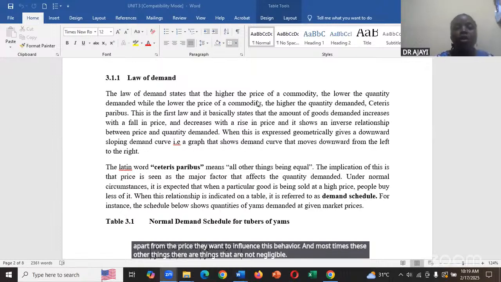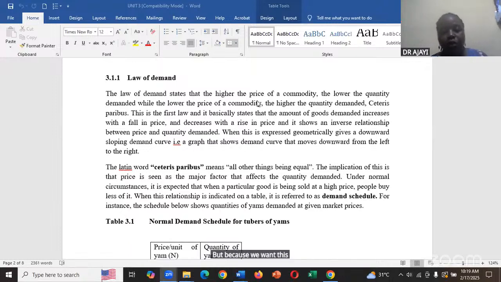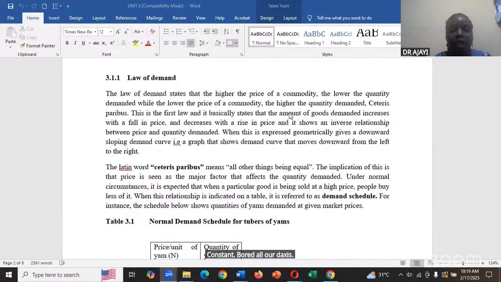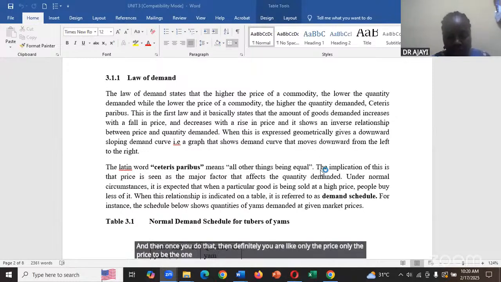But because we want this first law of demand to apply, we are saying that we should hold all other things constant. Hold all other things. And then once you do that, you allow only the price to be the one that will influence demand. So what do we mean by that? The major thing about the first law is that you hold every other thing and you consider price.